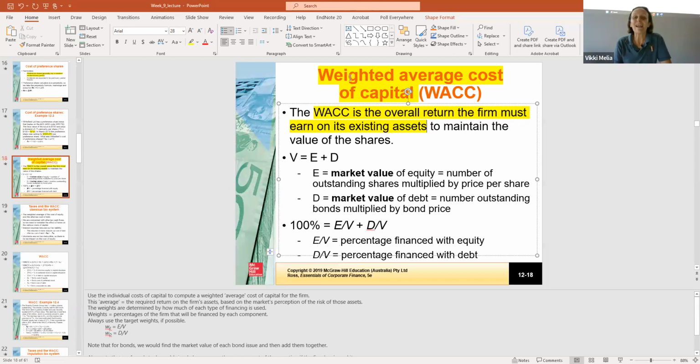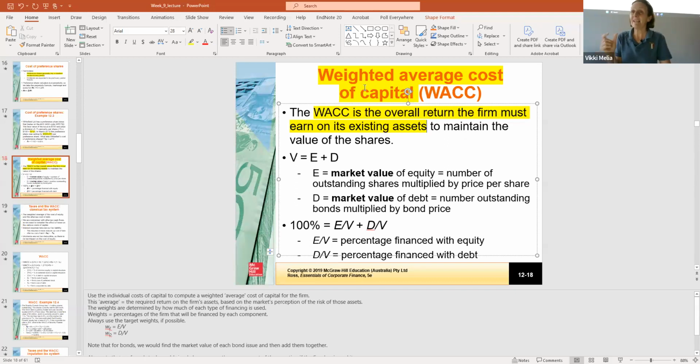It's got the word weighted in the name. So that means if we have ordinary shares, preference shares, and some long-term debt, we don't just add the three costs together and use a total. We calculate a weighted average. How do we weight the costs of ordinary shares, preference shares, and debt?